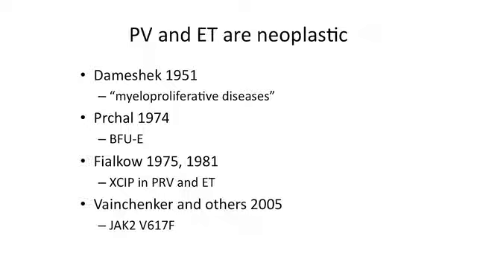With PV and ET, it was a little bit harder. So in 1974, one of the two Prchal brothers described this thing called BFU-E. I don't know if any of you have come across it. This is an erythroid burst forming unit, or erythropoietin independent red cell colony. When you take the blood from somebody with PV or ET and you put the cells in a petri dish, some of them will grow in the absence of normal growth factors. So this ability to grow outside normal control mechanisms is one of the hallmarks of cancerous cells, and we can see this in people with JAK2 positive PV and ET.